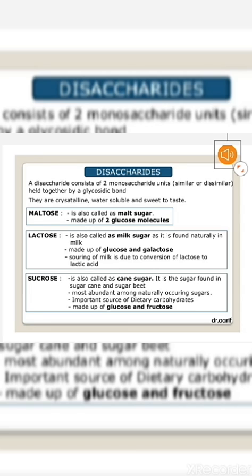Disaccharides: there are mainly 3 disaccharides. Maltose is made by 2 units of alpha glucose. Lactose is made by glucose and galactose monosaccharides. In the same way, sucrose, which is one of the most important disaccharides, as a sugar we are using it, is made by glucose and fructose.